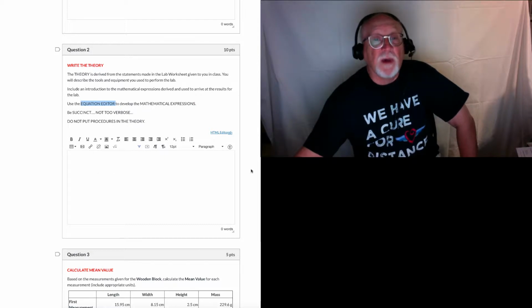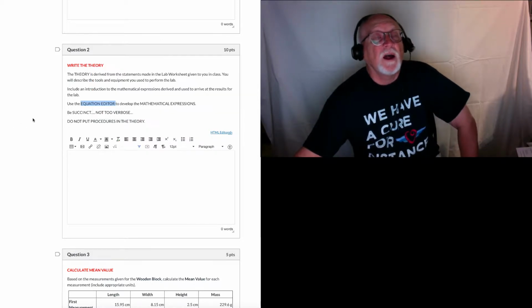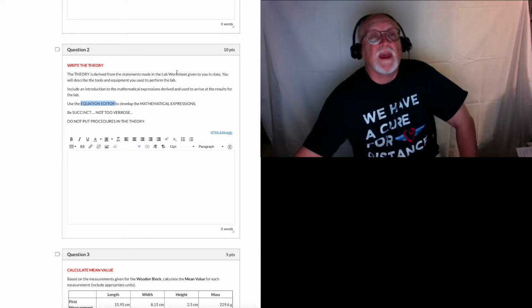You'll notice here on the bottom, it looks like a mini word processor. This is how you enter the information. The equation editor is this button right here, insert math equation. So when you click on that, it's going to create an environment here for the equation editor, just like you use on those first two labs using the equation editor. The theory is derived from the statements made in the lab worksheet given to you. Okay, you will describe the tools and equipment.